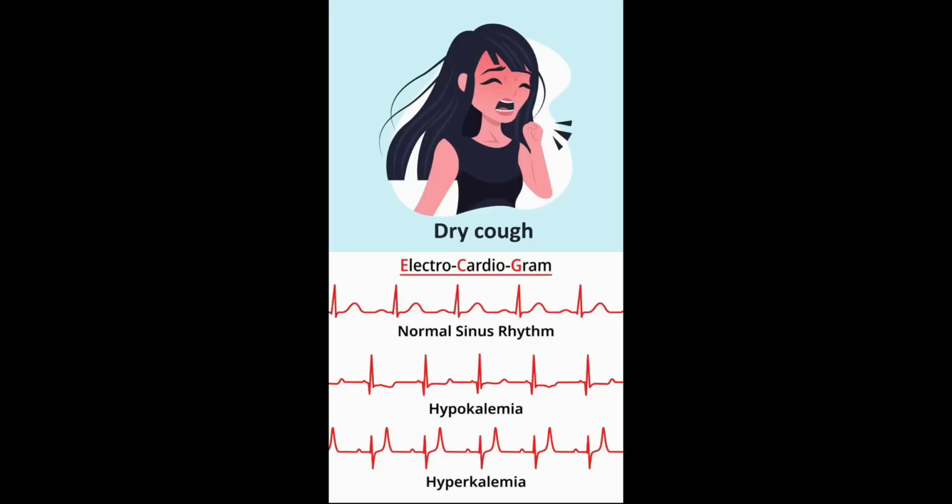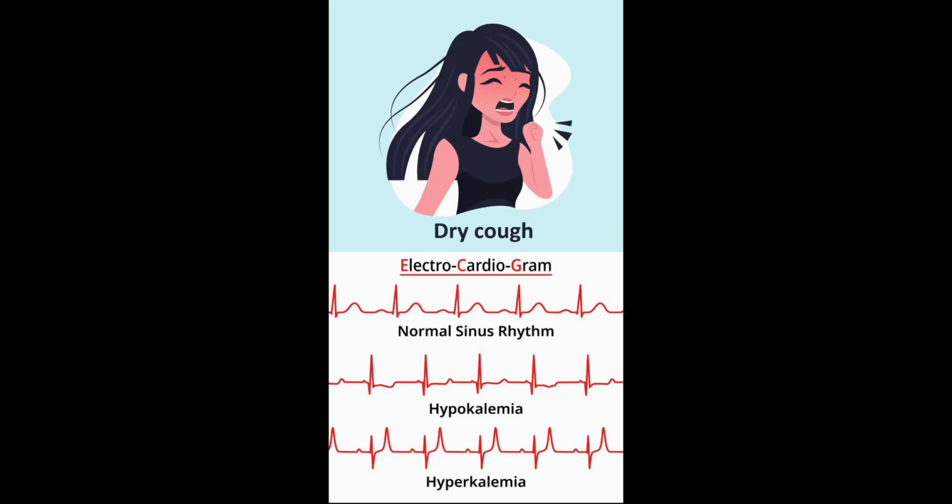Like all medications, ACE inhibitors have side effects, and understanding why they occur is important. One of the most common side effects is a dry cough. This happens because ACE normally breaks down a substance called bradykinin, and when ACE is blocked, bradykinin builds up in the body, which can irritate the airways and can cause a persistent cough.